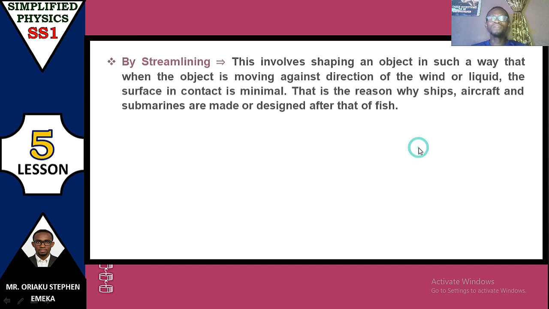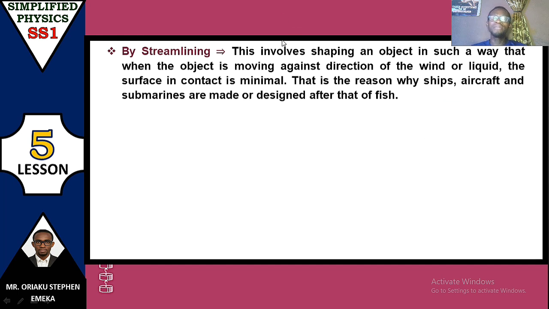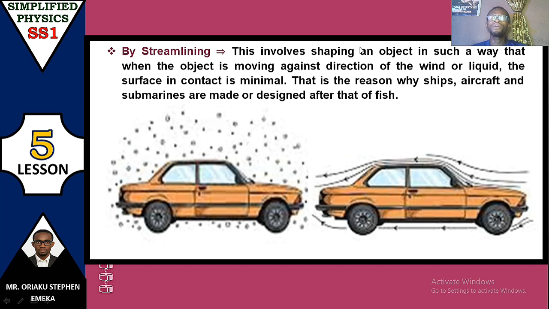So the next one is streamlining. What is streamlining? Streamlining involves shaping an object in such a way that the object can easily move against the direction of wind or liquid. Now look at this car: because of the way it is shaped, it allows wind to flow easily. That is the reason why ships, aircraft, and submarines are designed after the shape of a fish. So that is streamlining.